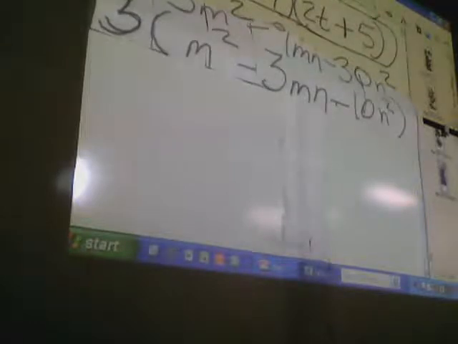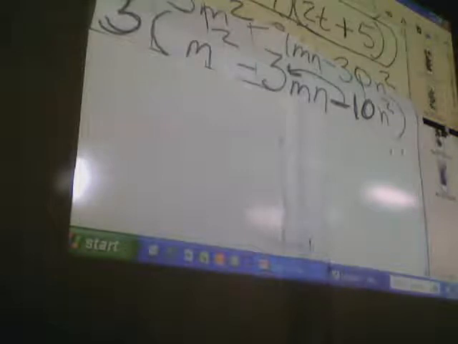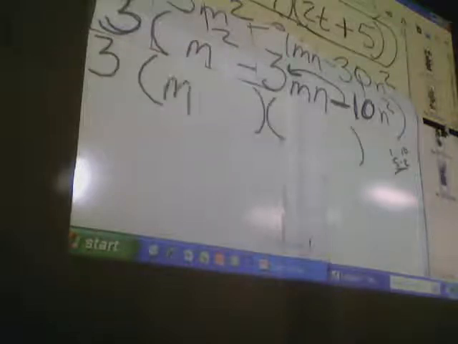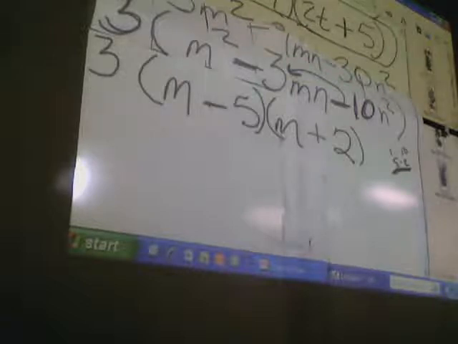Possibly. Okay, 10 could be 1 times 10 or 2 times 5. Do either one of those factors subtract to give us a 3? 5 and 2, right? Okay, so we'll have the m here, the 2 and 5 subtract to give us 3, 5 and 2, 2 and 5, either order. Okay, we need a negative 3. Negative 5, positive 2. Does either one of those factor anymore? No.